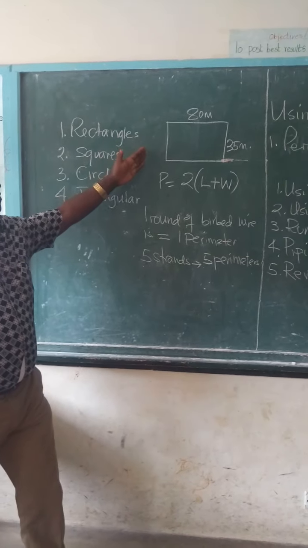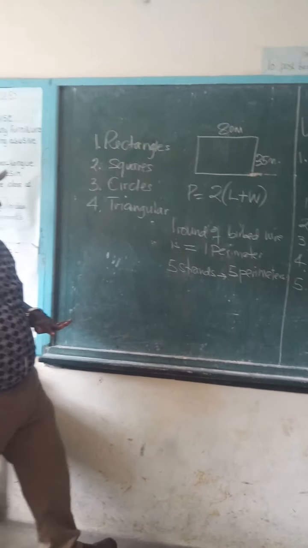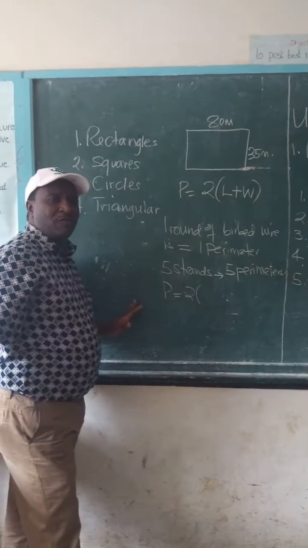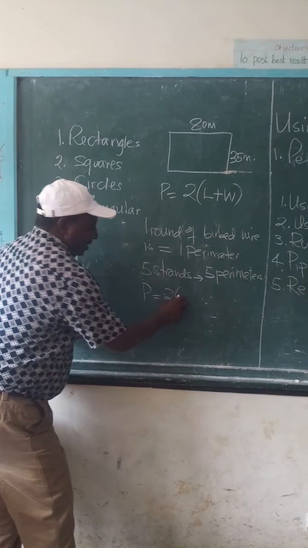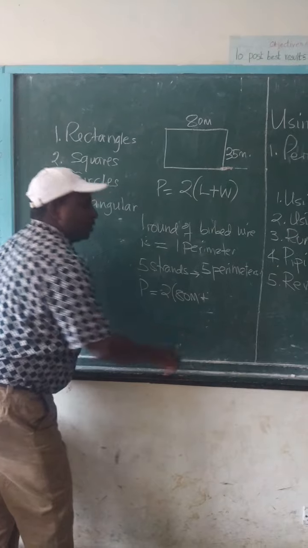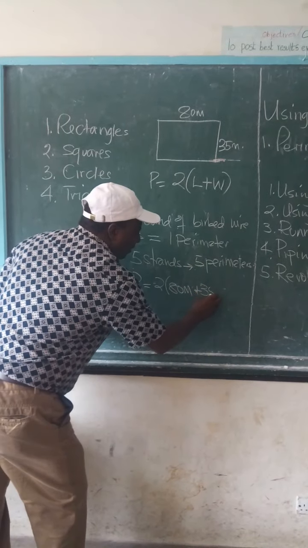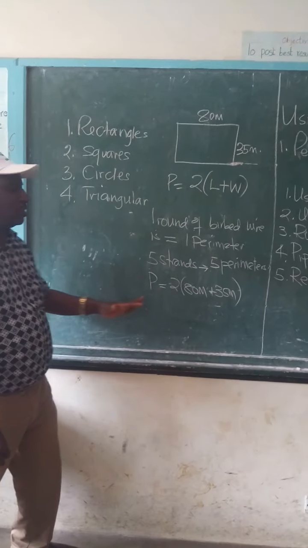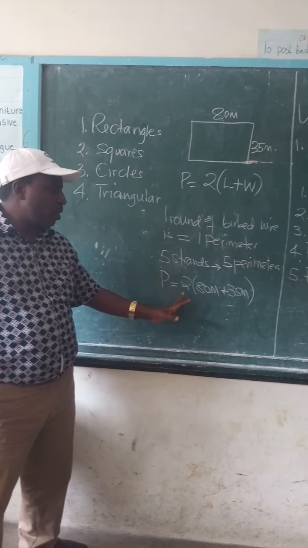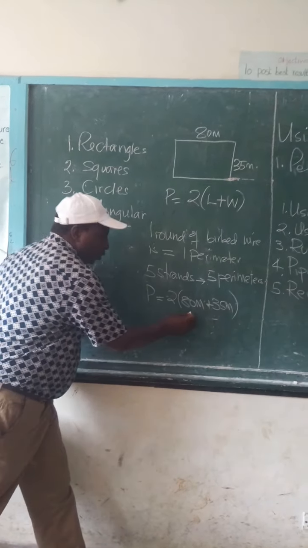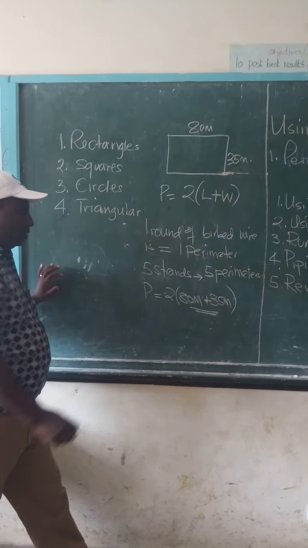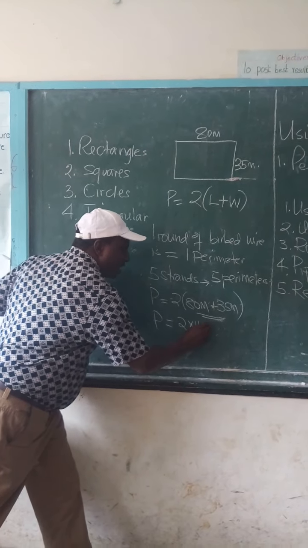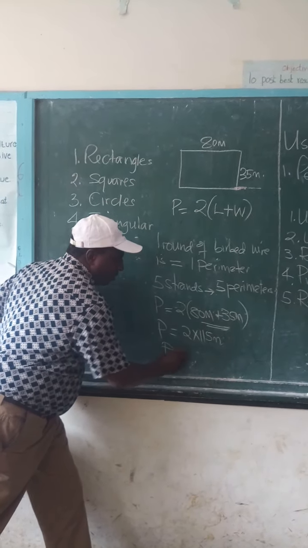So let's look for the length of the strand of wire that is needed. P equals 2 bracket. Instead of length, what do we write? We write 80 meters. Width we use 35 meters. Close the bracket. So where do we start? We utilize BODMAS rules. BODMAS rules require we start with the brackets. Work out what is inside the what? The brackets. So perimeter equals 2 multiplied by 115 meters.